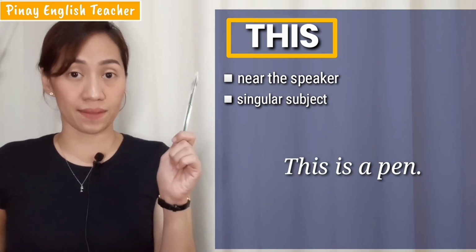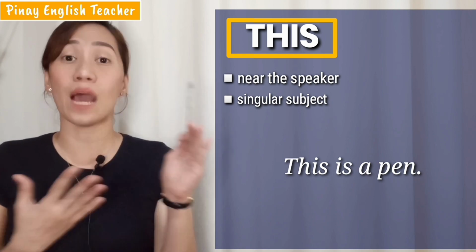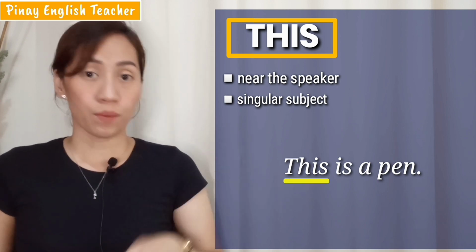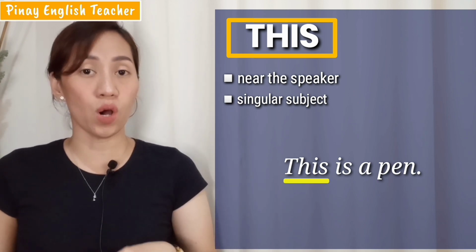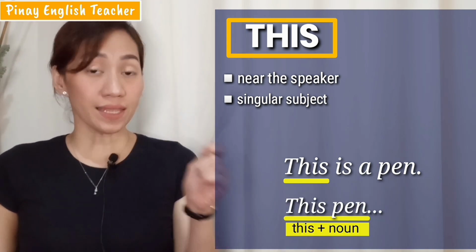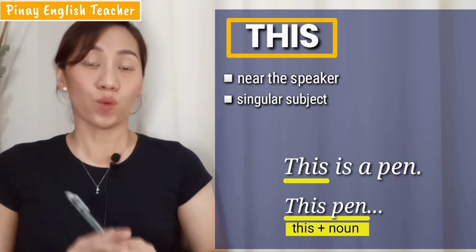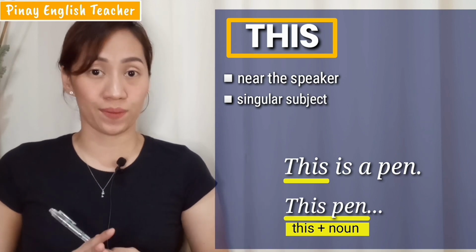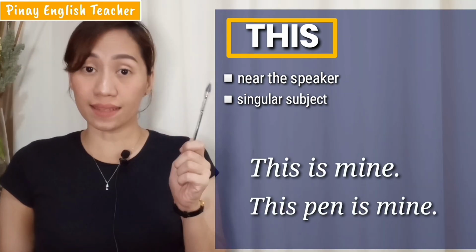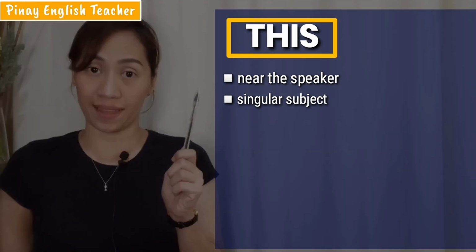This is a pen. Isang pen lang yung hawak ko, malapit siya sa akin. In fact, hawak ko nga siya. So, ganyan yung structure. You can say this, pwedeng this lang yung sasabihin mo, o kaya naman this plus a noun. This pen. This, tapos pen. Yung word na pen ay isang noun. It's a countable noun. Ibig sabihin, nabibilang. This is mine. Or, this pen is mine.